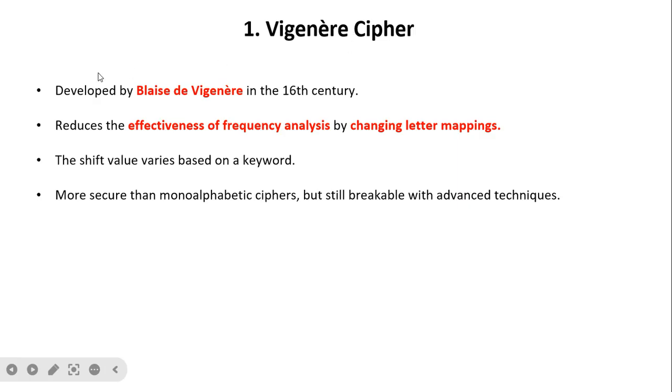Now first we will see the Vigenère cipher. It was developed by Blaise de Vigenère in the 16th century. It reduces the effectiveness of frequency analysis by changing the letter mapping. The shift value varies based on the keyword. It is more secure than a monoalphabetic cipher, but it is now breakable with advanced techniques.